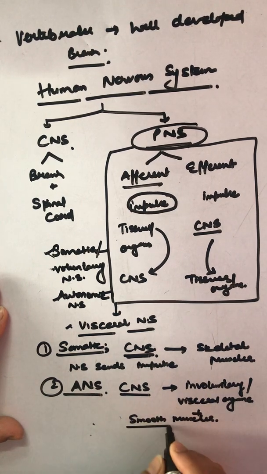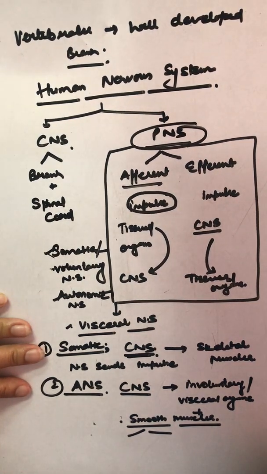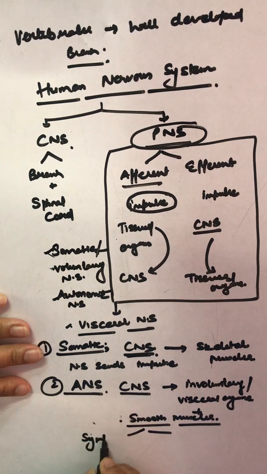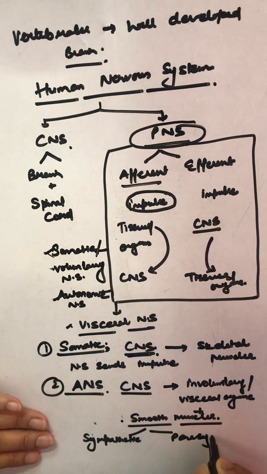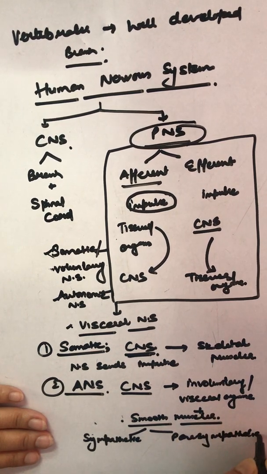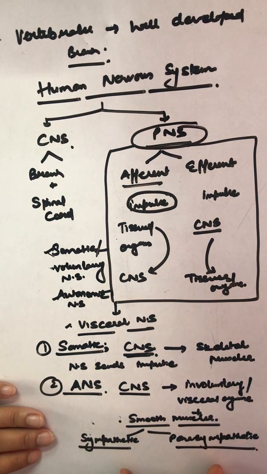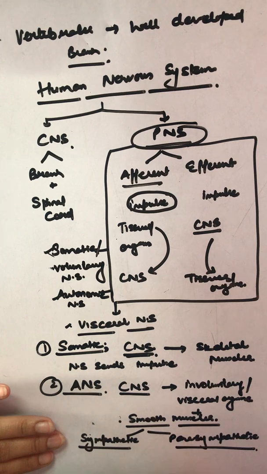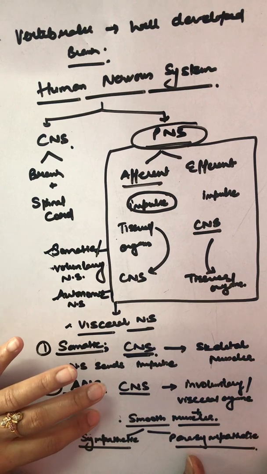Okay? And when it reaches the smooth muscles, it is further controlled by two pairs of nerves. We are quite familiar with that: sympathetic and parasympathetic. Sympathetic nerves and parasympathetic nerves. These two systems and the nerves act antagonistically to each other. Meaning if one is stimulatory in action, the other one is inhibitory. If one brings about contraction, the other brings about relaxation. This is how they control the activities of all the smooth muscles of the body.